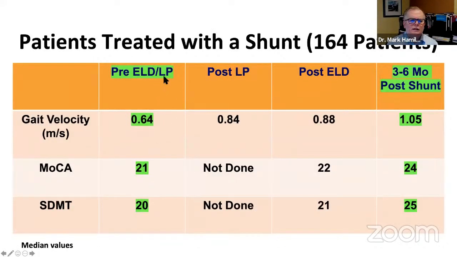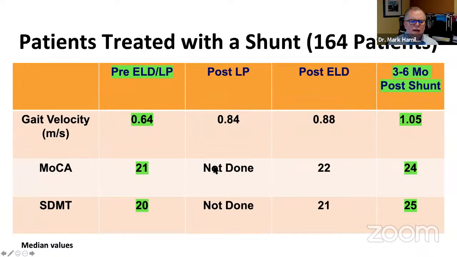This is just to summarize gait and cognition, with MoCA and SDMT, looking at median values. Gait velocity in an elderly person under 1 meter per second is abnormal, using that as a benchmark. This is a summary of the patients who went for both ELD and lumbar puncture. Gait velocity was about 0.64 meters per second. After the lumbar puncture, about 0.84. After the lumbar drain, about 0.88. And then 3 to 6 months post-shunt, 1.05 meters per second. So significant improvement in gait. This is reliable change and clinically significant.